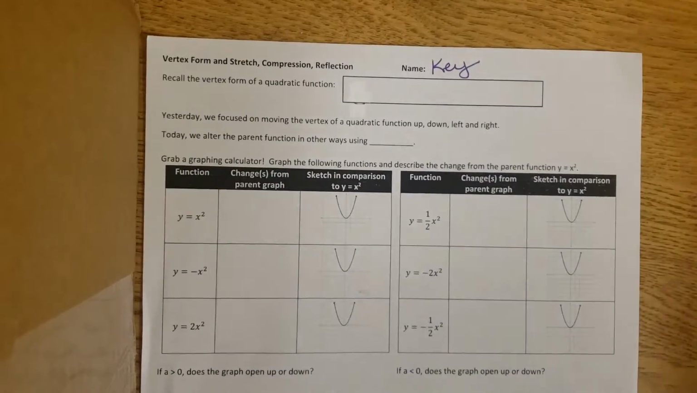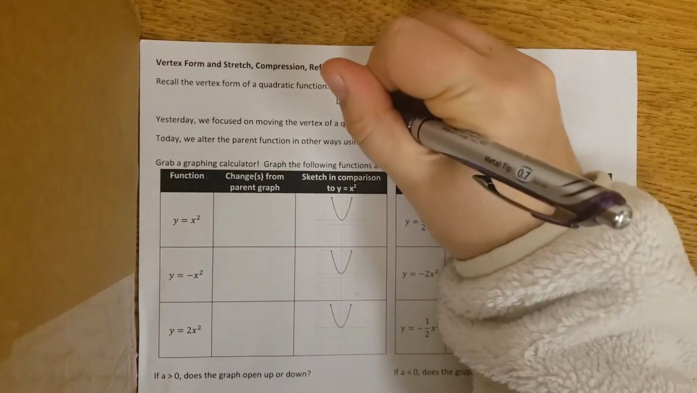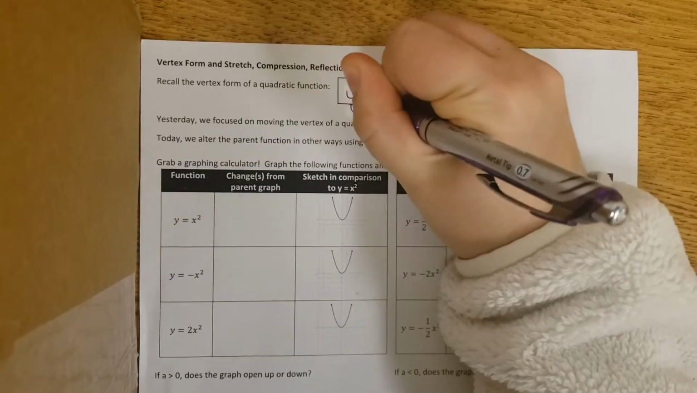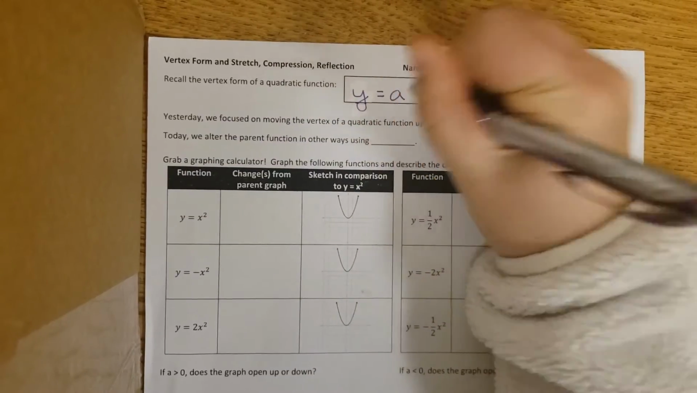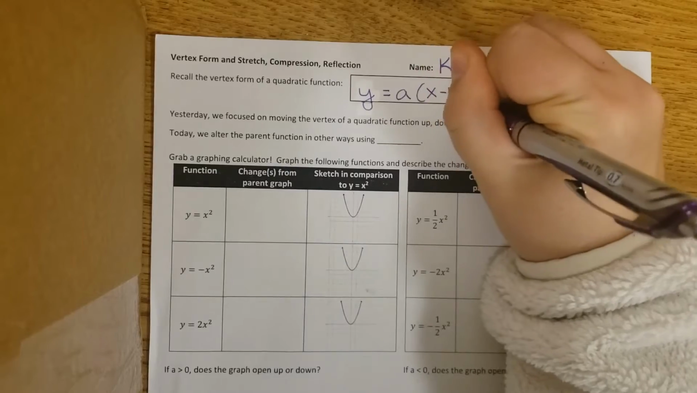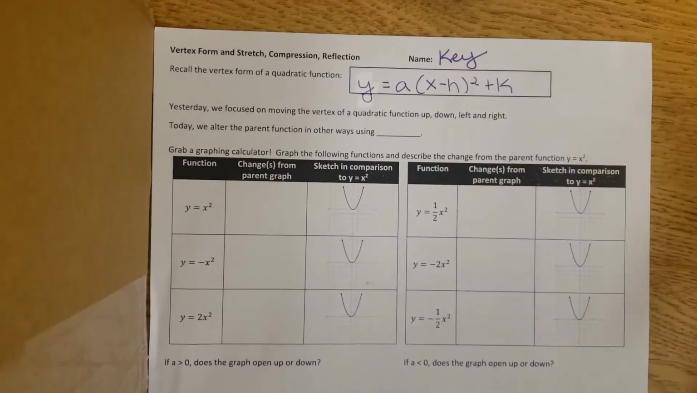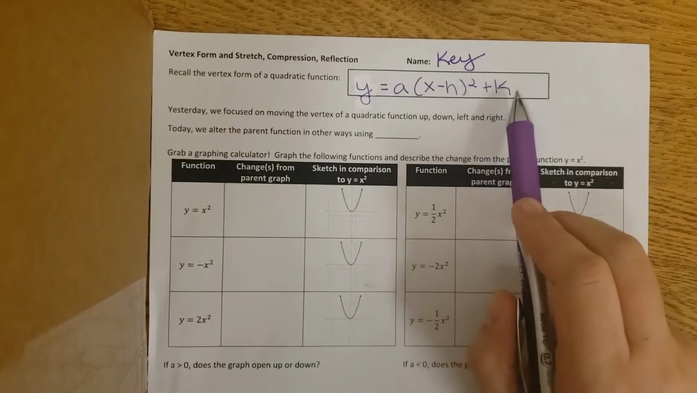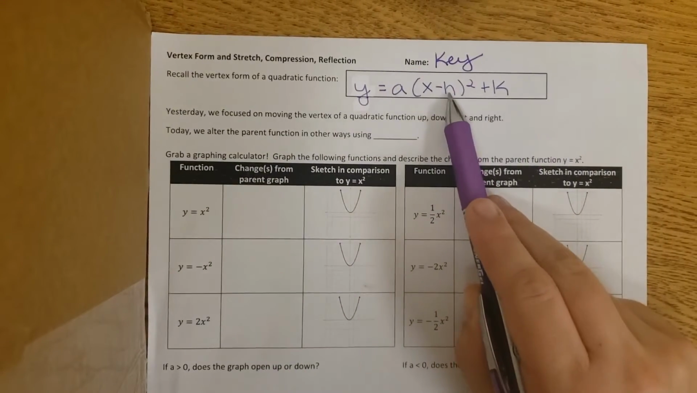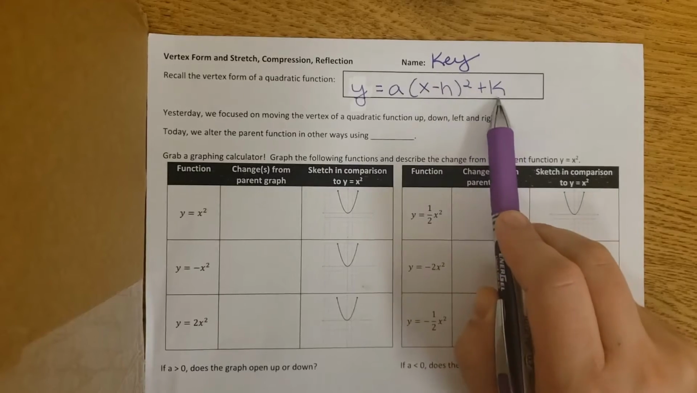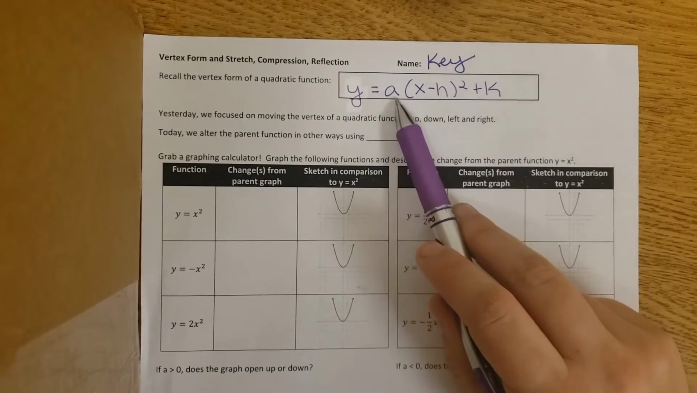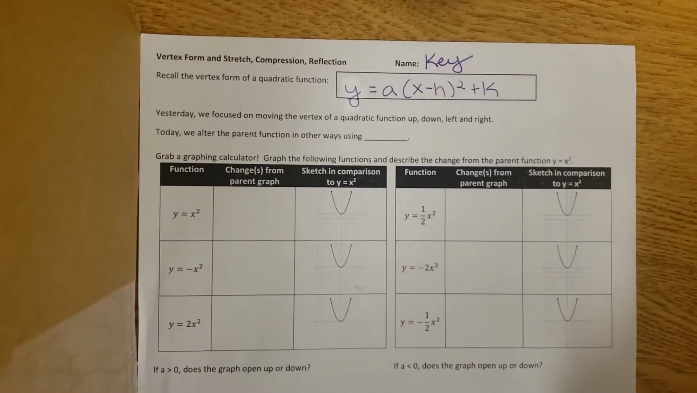So remember yesterday we looked at the vertex form of the quadratic equation. So that was in the form of y equals a times (x minus h) squared plus k. And yesterday we talked about what the h and the k do. They determine our new vertex. Remember, you take the opposite of the h value and you keep the k value. But we didn't talk about the a value yet. That's what we're going to talk about today.